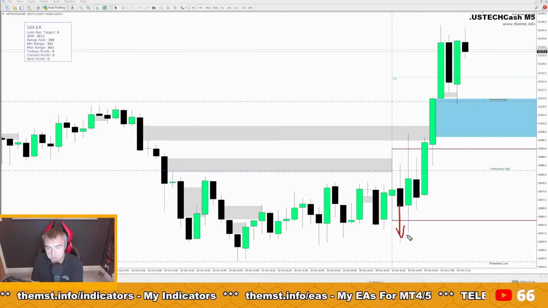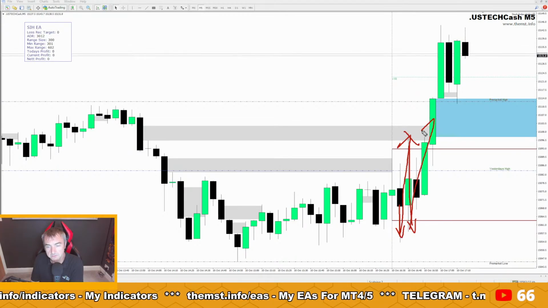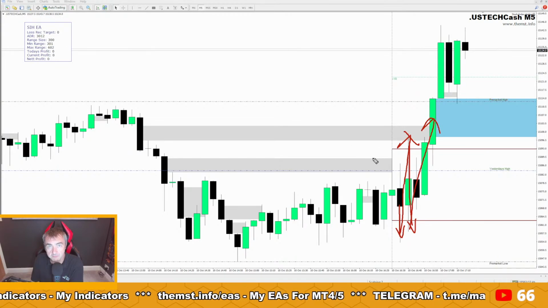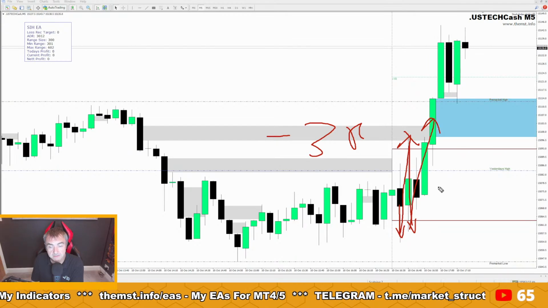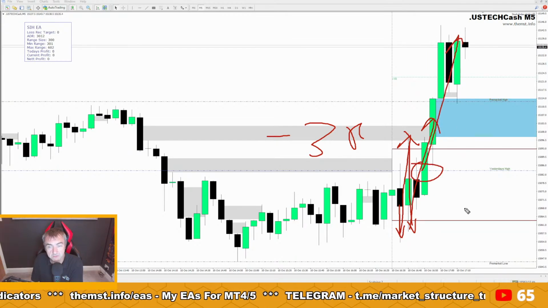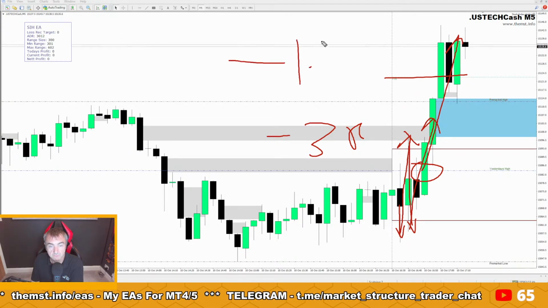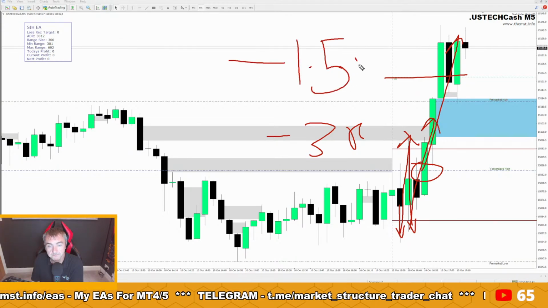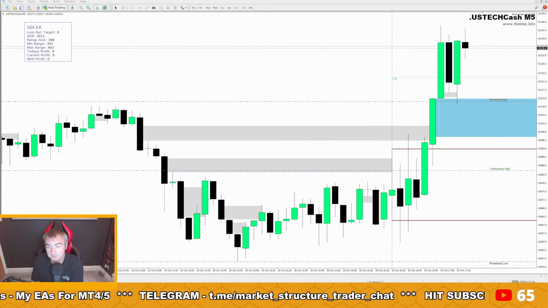So this was a short, long, short, long, depending how you've got your EA configured. So you either took a 3R negative and the continuous mode got you back in and you're now long, with 1.5R. So you'd be negative 1.5R at the moment on it. Or you're hedged and just waiting.